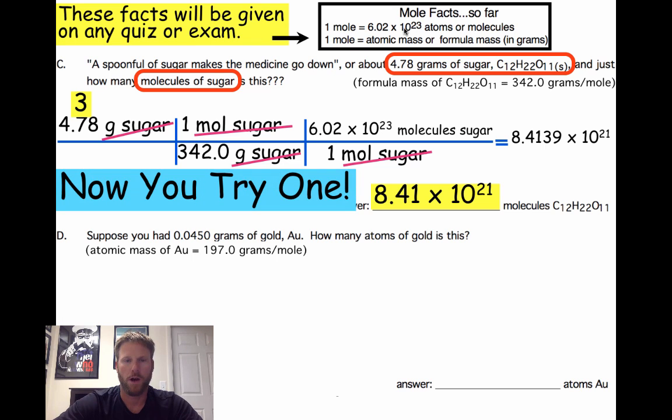Now you try one. Convert the grams of gold to atoms of gold using the atomic mass of gold and Avogadro's number.